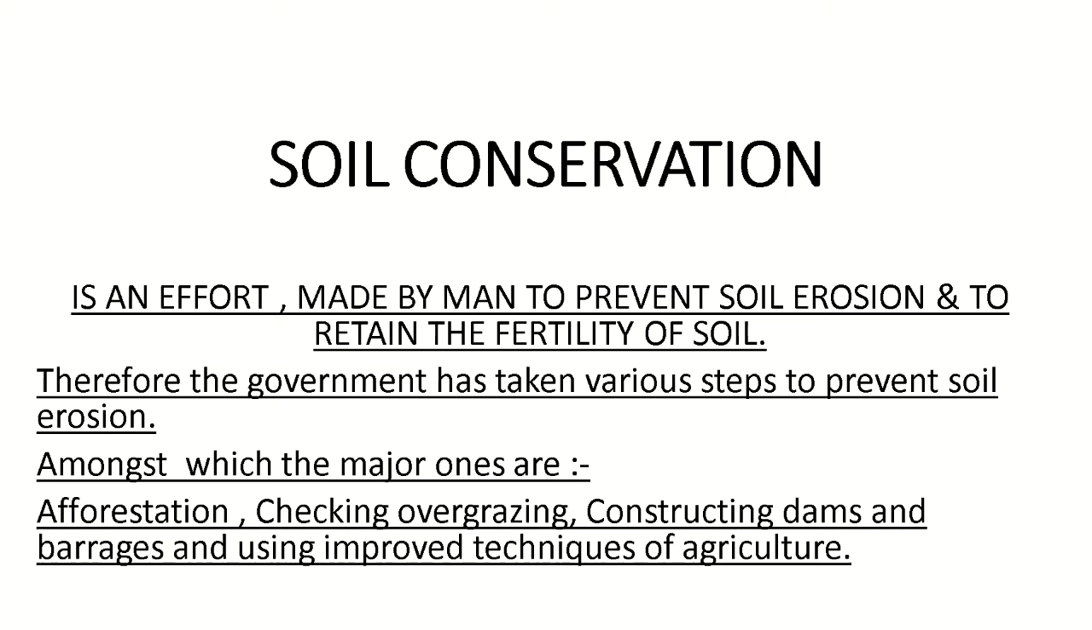Let's see the topic on soil conservation. Soil conservation is an effort made by man to prevent soil erosion and to retain the fertility of soil. So this will be the definition of soil conservation and how to implement it. The government has taken various steps to prevent soil erosion, amongst which the major ones are afforestation, checking overgrazing, constructing dams and barrages, and using improved techniques of agriculture.